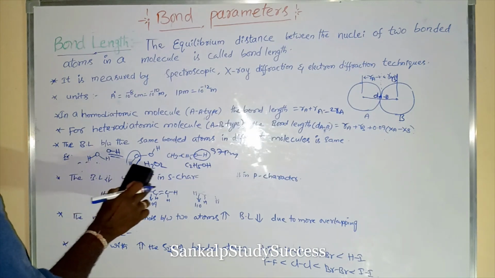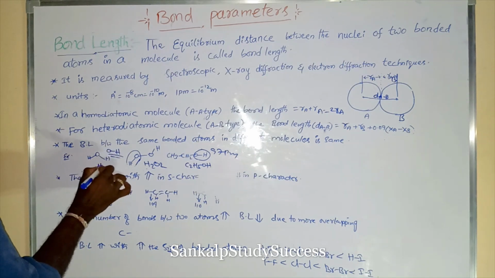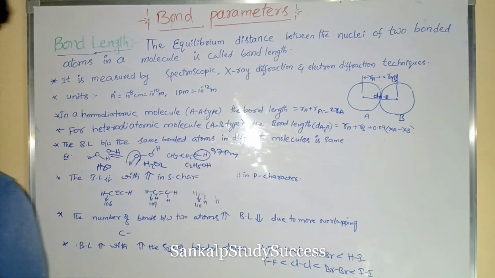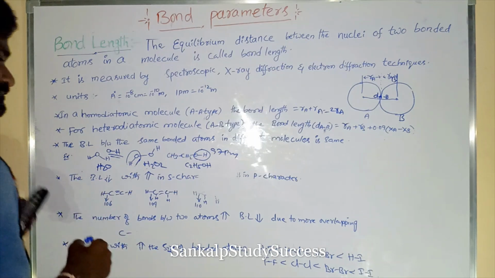This is H2O. This is H2O2, hydrogen peroxide. This is ethyl alcohol. Now the bond length, second point, the bond length is okay.